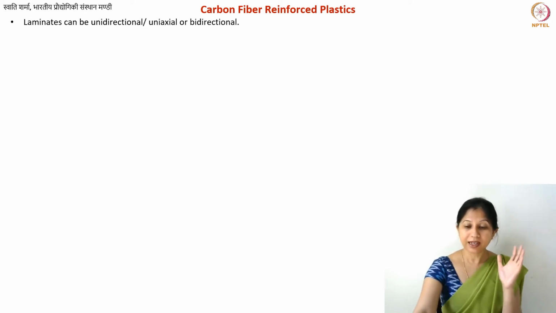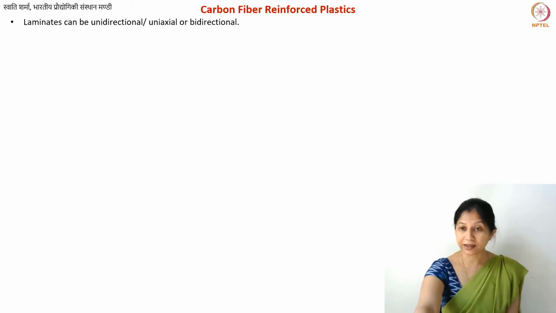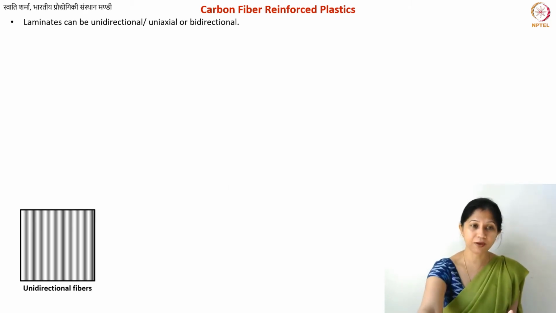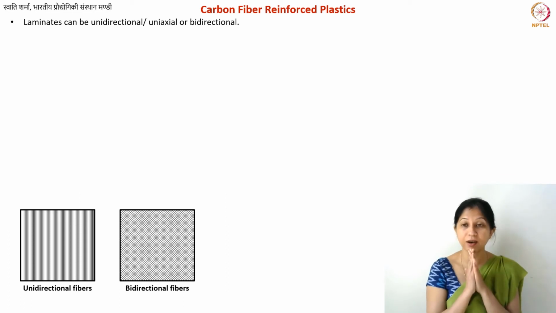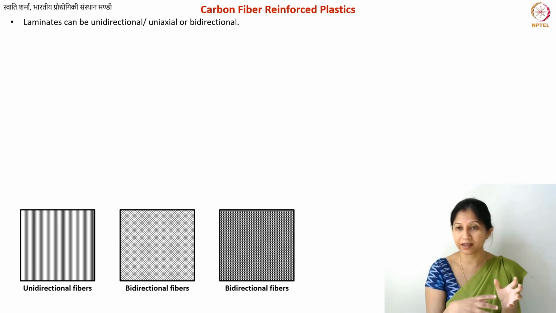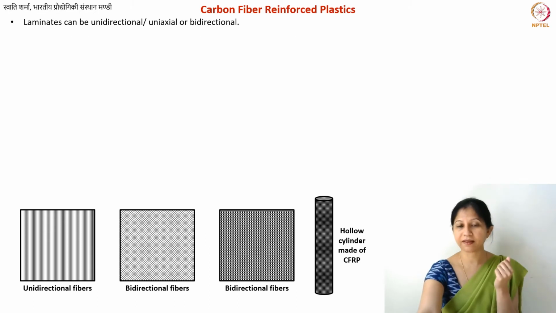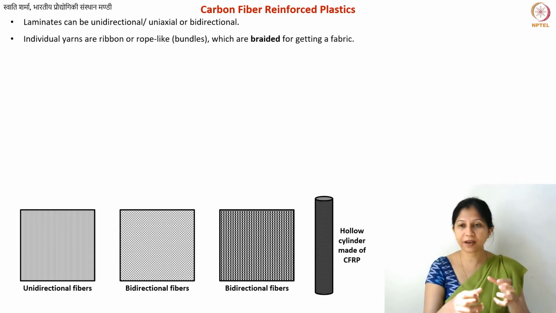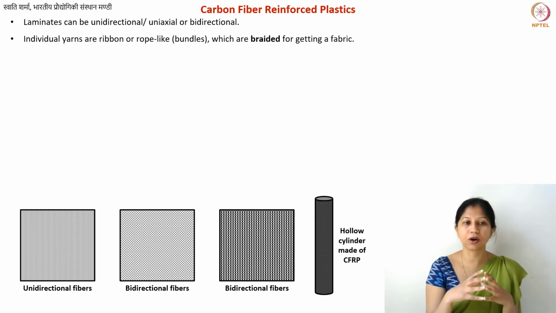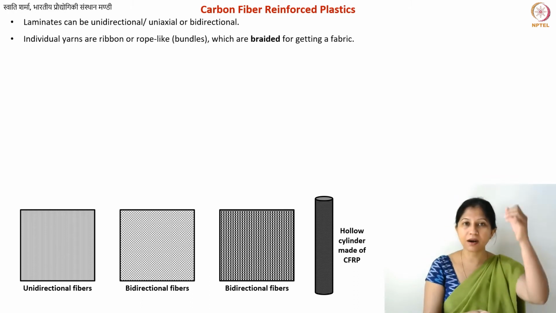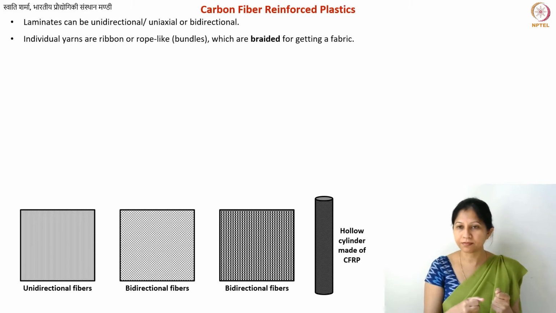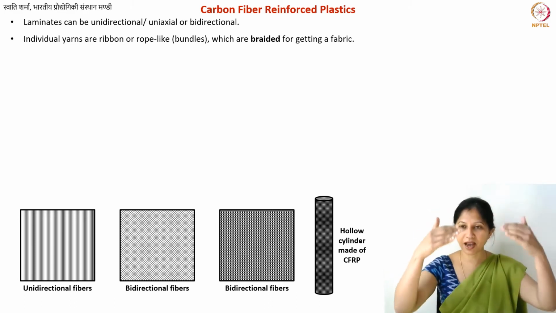Okay, let us anyway talk about the laminates. You have two types of laminate structures. They are known as unidirectional or bidirectional, or sometimes also uniaxial and biaxial. Okay, what does this mean? Unidirectional, as you can see in this picture, you have individual yarns or bundles or threads, whatever you want to call them. These bundles are braided in a parallel fashion.